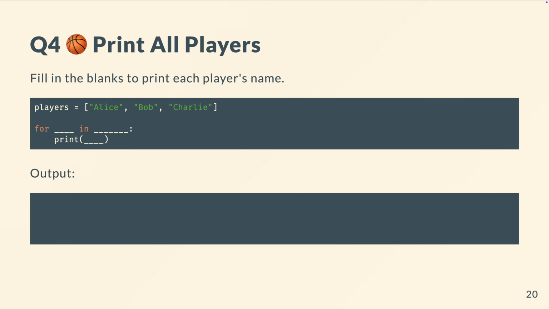Now, question 4. Print all players. In the Python code, players is a list containing Alice, Bob, Charlie. We want a for loop that prints each name. There are 3 blanks to fill. First blank is the loop variable, like name. Second blank is the list, which is players. Third blank is what we print, which should match the loop variable. Pause the video and fill in the blanks.